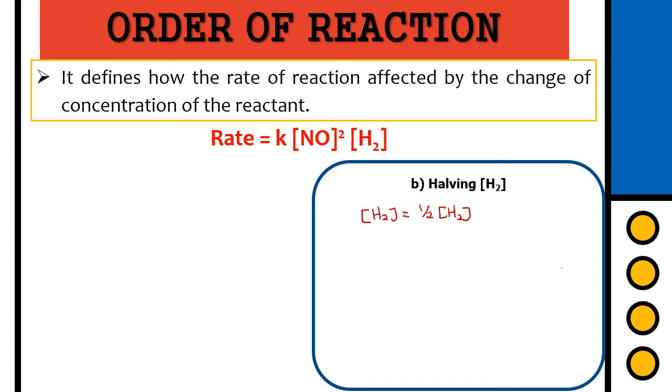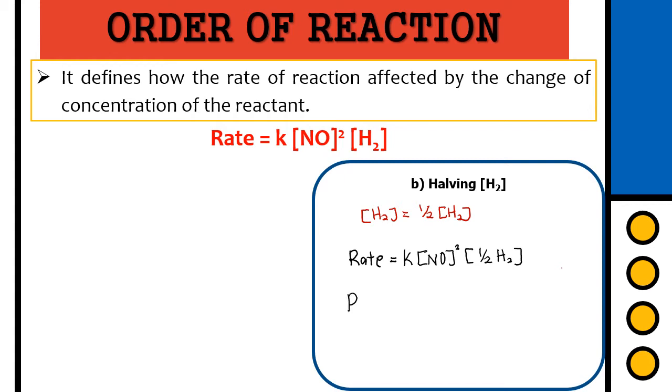So right now we change it to half H2. The next step, we will substitute. So rate equals K, concentration of NO, since we did not change anything about it, so just write it down back. And then the concentration of H2 will be half H2. So that is the substitution.